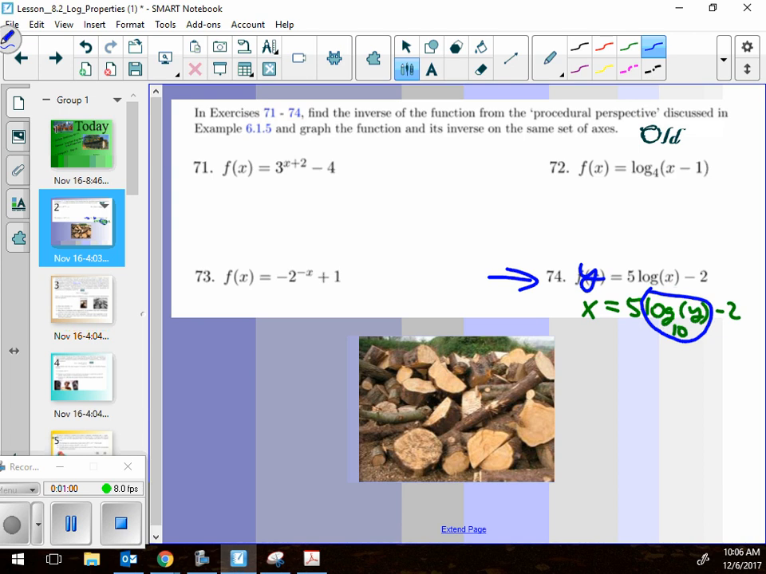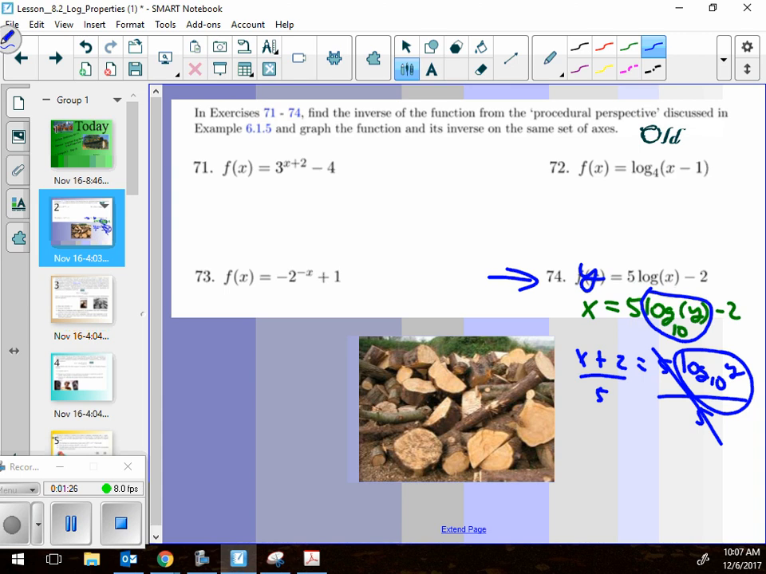So the first step would have been to add 2 to both sides. x plus 2 equals 5 times log base 10 of y. I just added 2 to both sides. Now I'm going to divide by 5. Divide by 5. Divide by 5. Why am I doing this? Because I needed to get that alone. Now that that's alone, now I can do a rewrite.